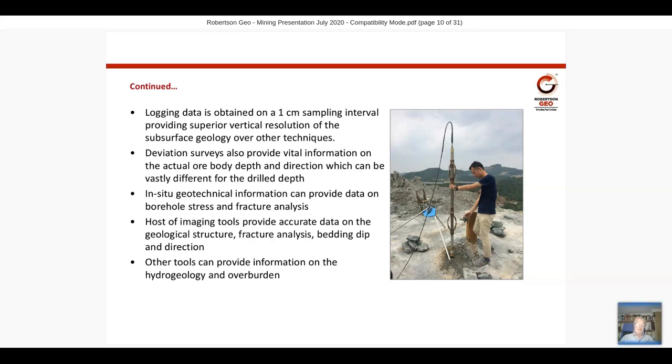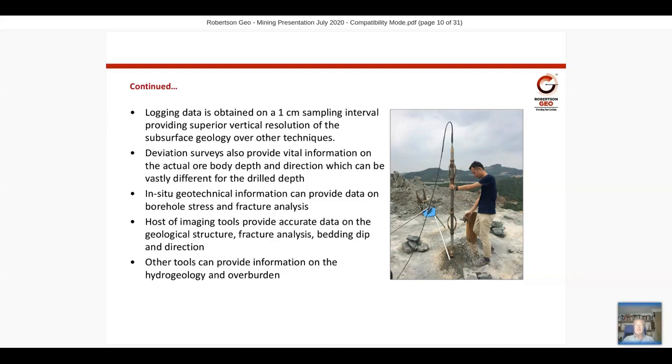One of the other advantages of logging is that the sampling interval can be as small as 1 centimeter. So this provides superior vertical resolution on the subsurface geology compared to other techniques which may be conducted from surface. Deviation surveys can also provide information on the ore body, and looking at the difference between true vertical depth and measured depth can give an indication of the true depth and direction of the ore body, which could be vastly different from the drill depth.